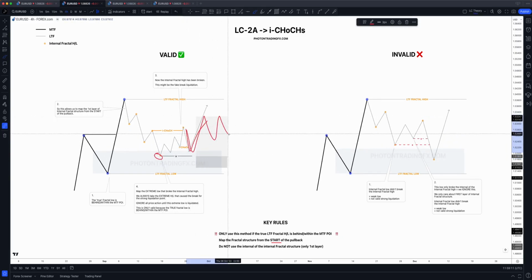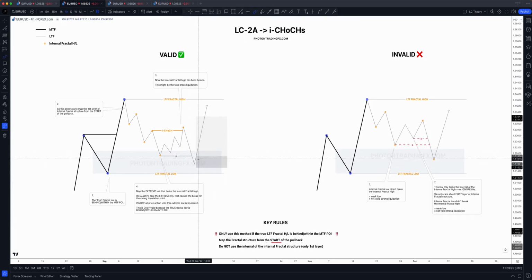We ignore everything that happens here. I don't care what happens here. The extreme point must go. Okay, I'm going to keep repeating this because I'm seeing so many mistakes with it, okay? So this is valid. If it gets liquidated, the POI is still respected, we can take the entry, okay?